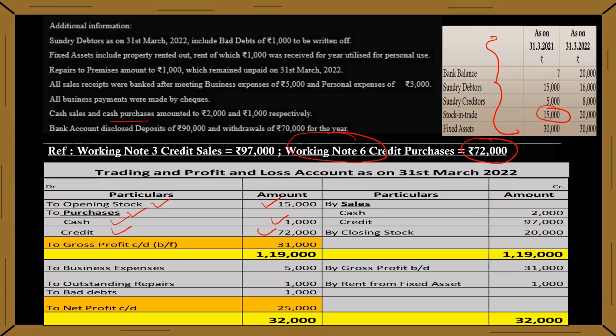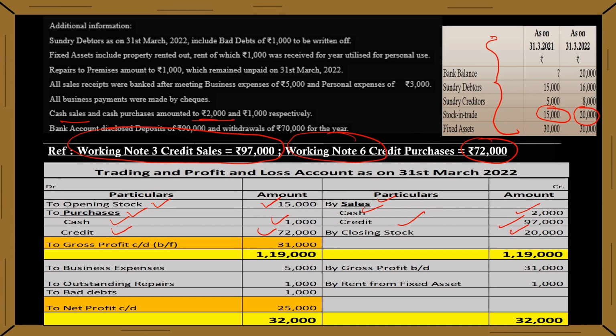Let us go to the credit side. Okay, for the credit side, sales. By sales is how much? Cash sales first. Cash sales is given in the question as 2,000. So cash sales is 2,000. Next, credit sales we found in working note 3 as 97,000. Credit 97,000. Closing stock is given in the table as 20,000.